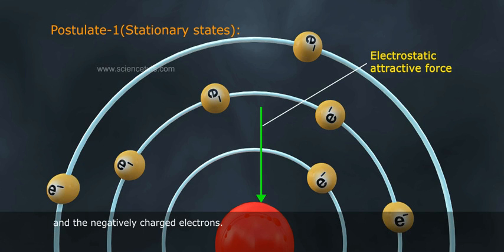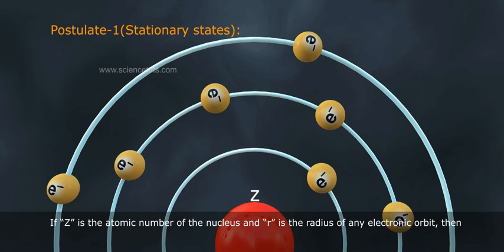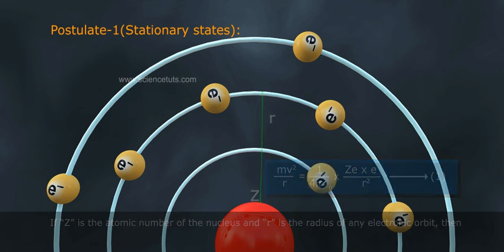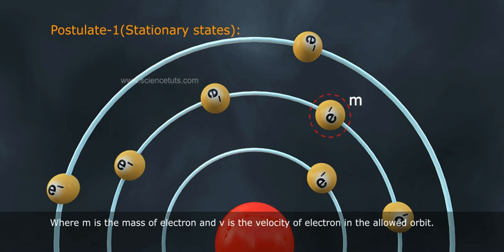If Z is the atomic number of the nucleus and r is the radius of any electronic orbit, then mv² by r equals 1 by 4πε₀ into Ze into e by r², equation 1, where m is the mass of the electron and v is the velocity of the electron in the allowed orbit.